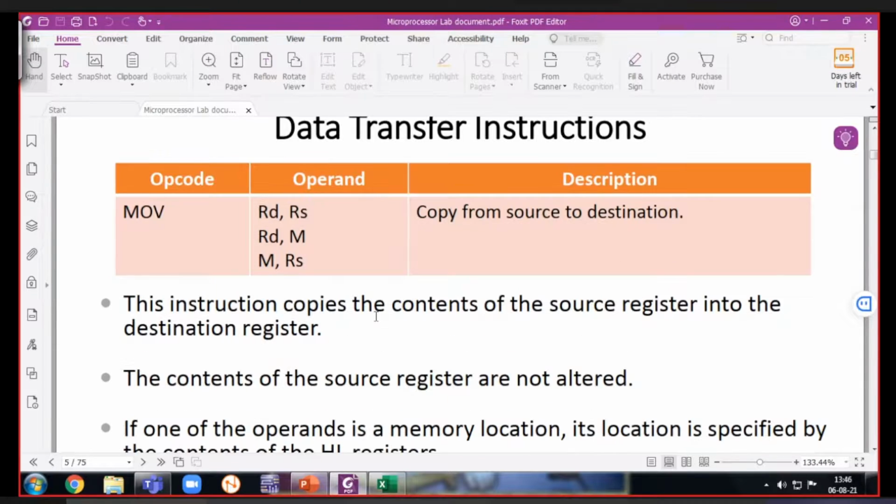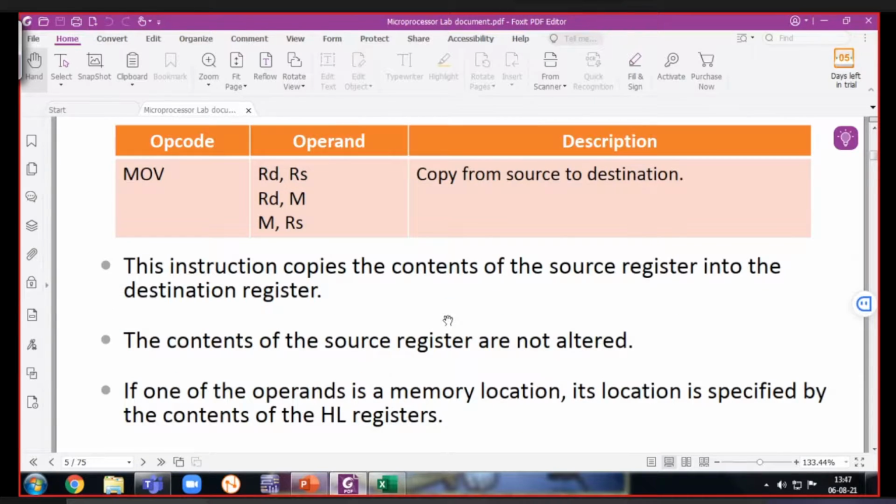So now moving to the instruction part, see, move RD comma RS, RD comma memory, destination register, or M comma RS. So it means either we can move from one register to another register, we can copy from one register to another register, or from memory to register, or from register to memory. These are the different types of move instructions. This instruction copies the content of the source register into the destination register. So the content of the source register is not altered.